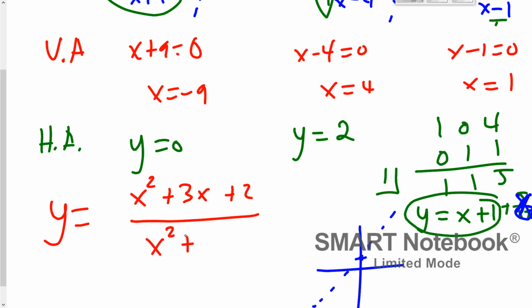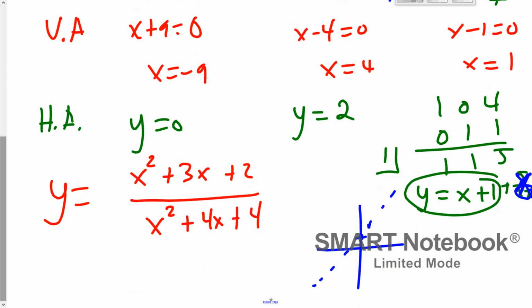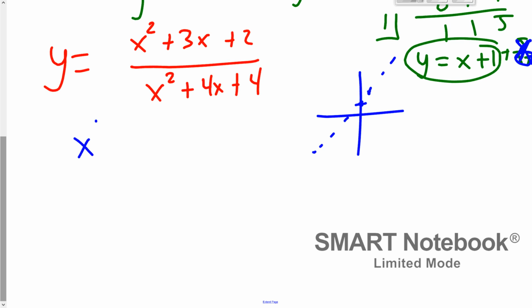x squared plus 4x plus 4. Alright, so when we have quadratics, we can set the denominator equal to 0 to find our vertical asymptote. So when we set this equal to 0, we notice that it's not a linear equation, so it's a little bit harder to solve, right?